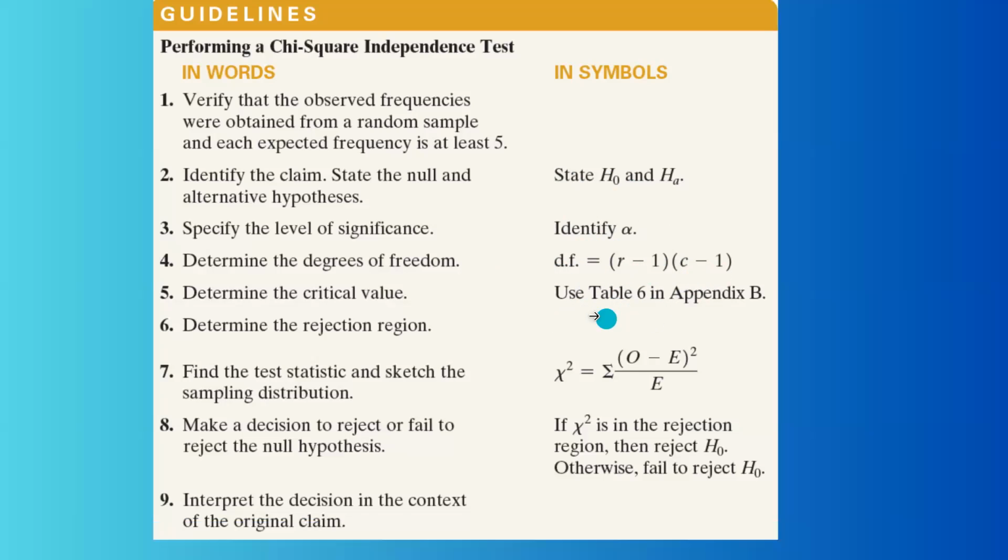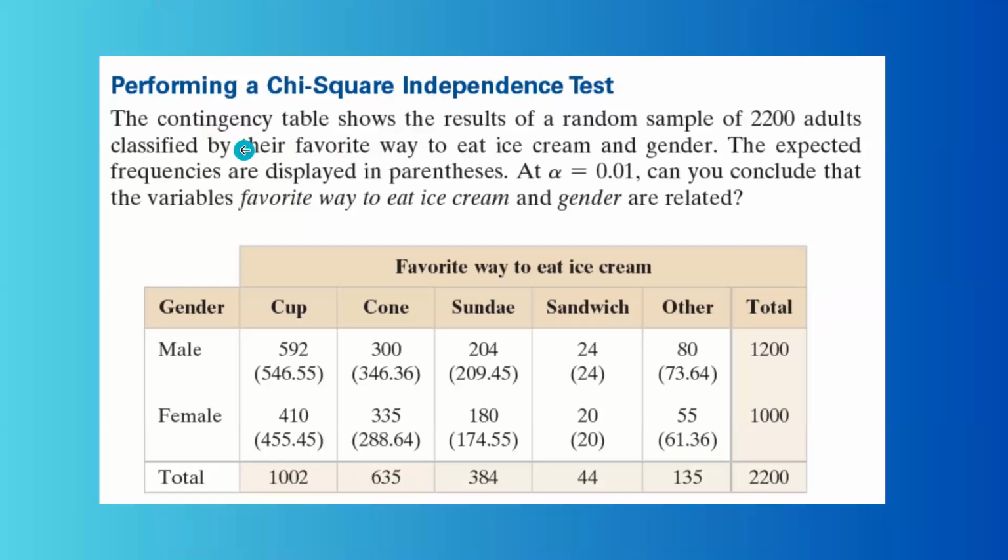You can use a table or you can use your calculator to find the p-value and check to see if the standard test statistic is in the rejection region or not. For example, the contingency table shows the result of a random sample of 2,200 adults classified by their favorite way to eat ice cream and gender. The expected frequencies are displayed in parentheses.